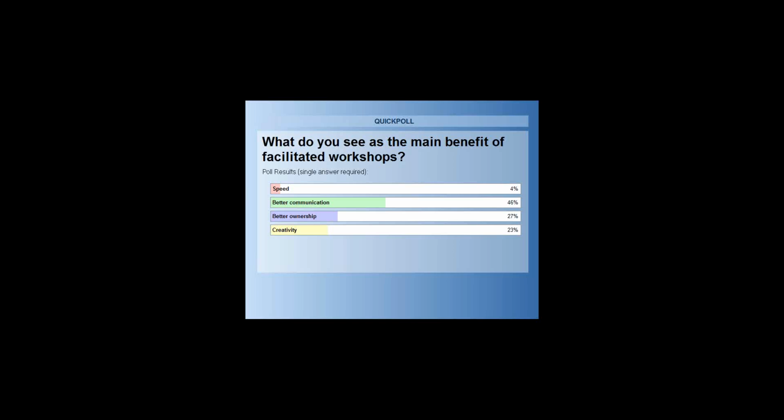Right, so in terms of the results that have come through, very interestingly enough, speed actually got practically no votes at all in terms of the most important. The big one there is communication. Nearly half of you have said it's all about better communication. Ownership has been the second highest, and this idea of ownership is quite powerful in this workshop environment, that people actually own the result. And in third place there was creativity.